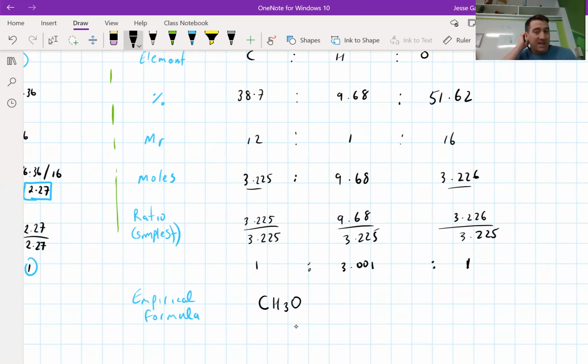Now this might not be the exact molecular formula. They might have more atoms. They might have more than 1 carbon atom. But if you had 2 carbon atoms, you would have 6 hydrogens and 2 oxygens. It's just the ratio that this is able to tell us.